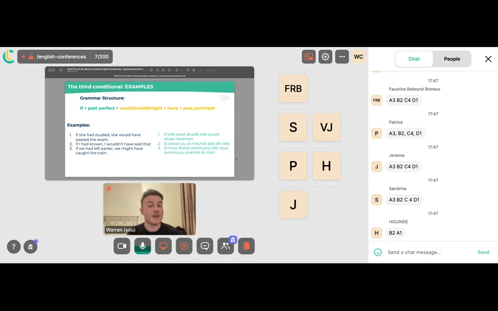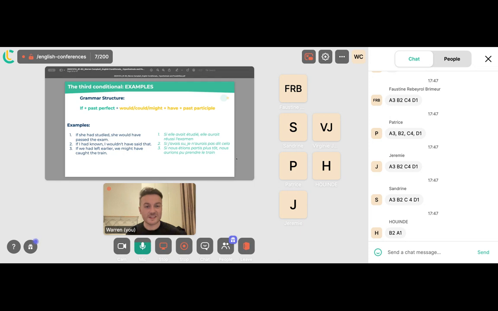For example, if she had studied, she would have passed the exam. If I had known, I wouldn't have said that. If we had left earlier, we might have caught the train. You can see the translations on the side there as well.